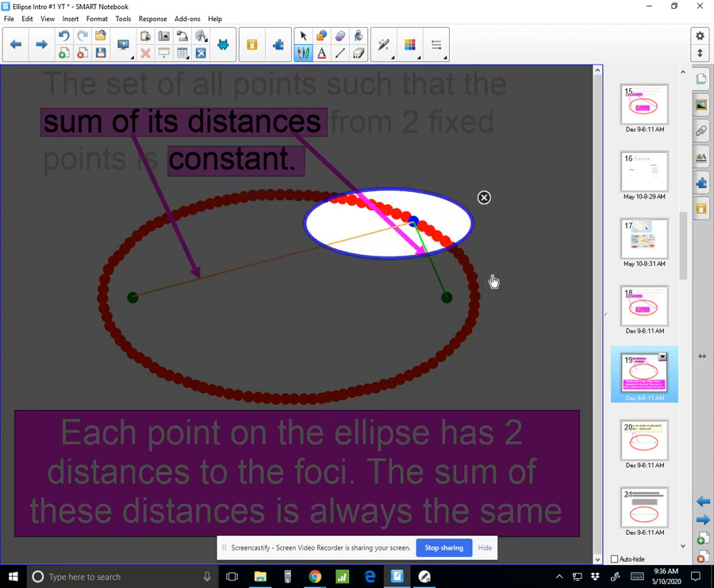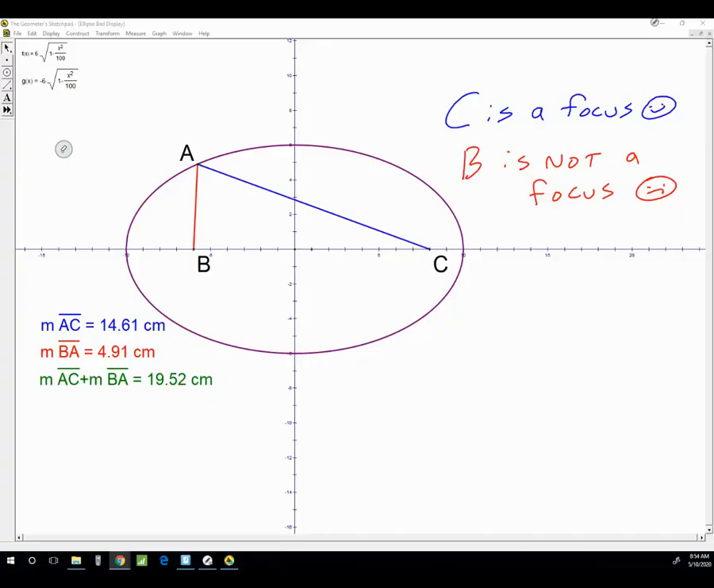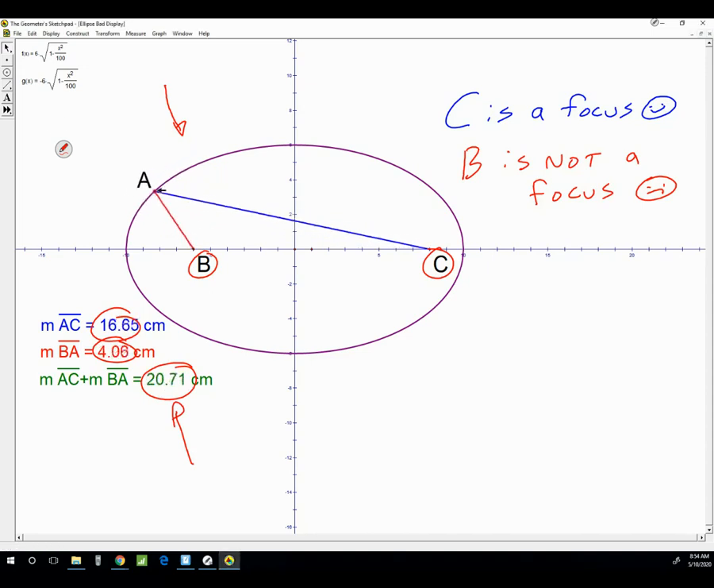We're going to look at two demonstrations. The first one is for effect, and then the second one will give us the definition of an ellipse. This ellipse is for effect only. C is a focus, B is not a focus, that's the effect, and A is just some random point on the ellipse. We have measured AC, AB, and their sum. I want to turn our attention to this sum as we move point A around the ellipse. Notice how this sum changed.